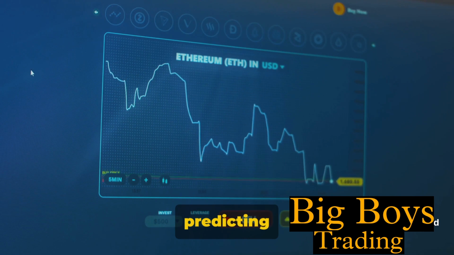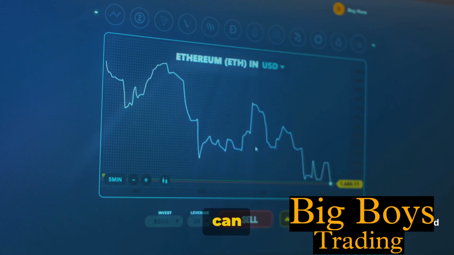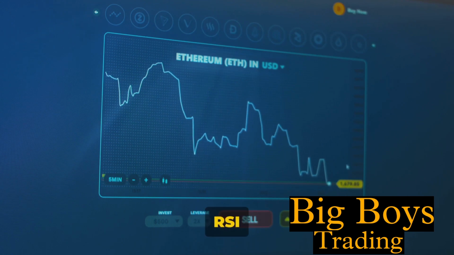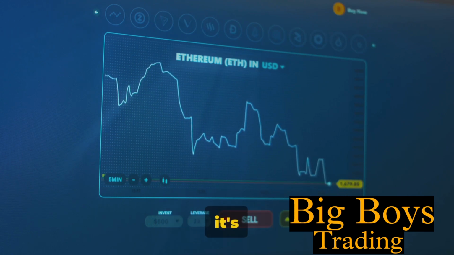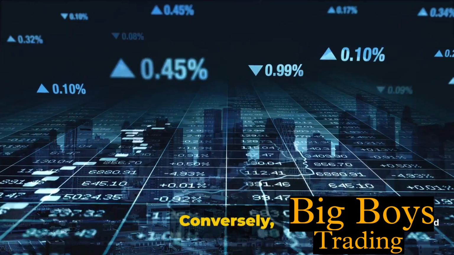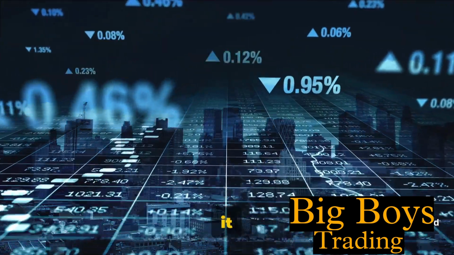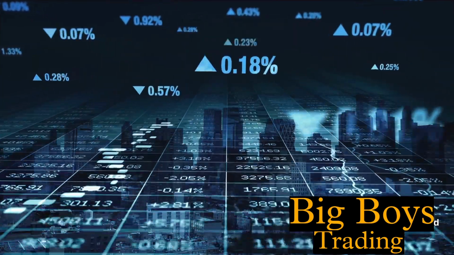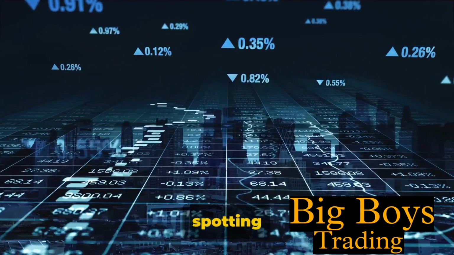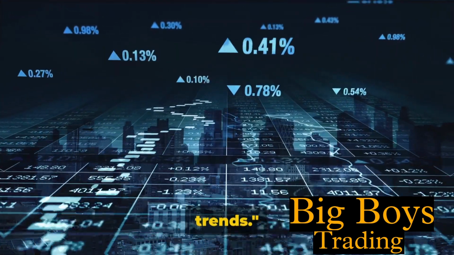In addition to predicting reversals, the RSI can also help identify the general trend of a stock. If the RSI is consistently above 50, it's typically an indication that the stock is in an upward trend. Conversely, if it's consistently below 50, it might suggest a downward trend. So the RSI is not just an indicator, it's a valuable tool for spotting potential reversals and identifying trends.